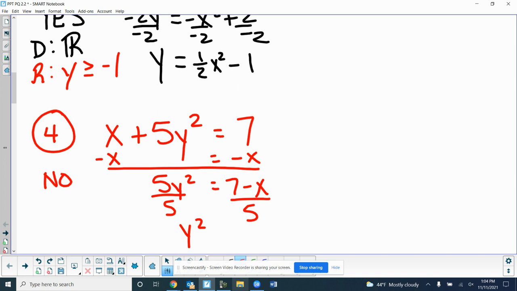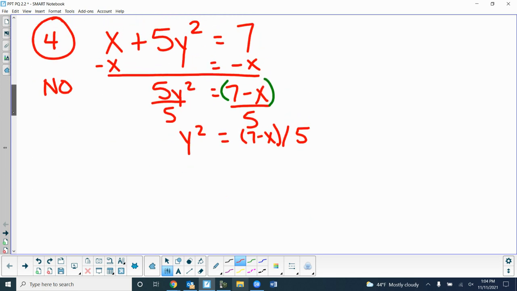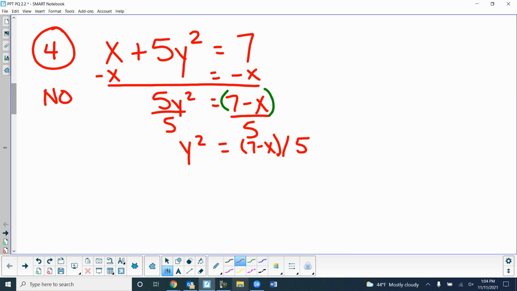And since I divided the whole thing by 5, I should put it in parentheses when I write it in my calculator. All right, so I have 7 minus x, divided by 5. Now, is y by itself yet? No. What do I got to do? Square root it, right? When I solve for a variable and I square root something, I need to put that plus or minus symbol in front of my answer.